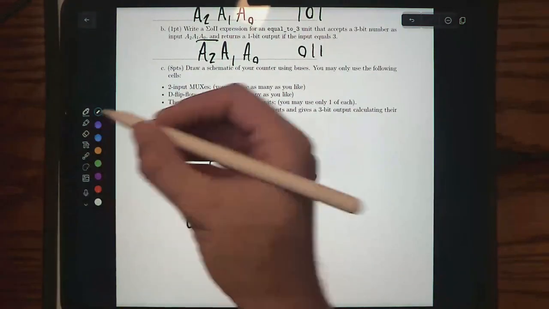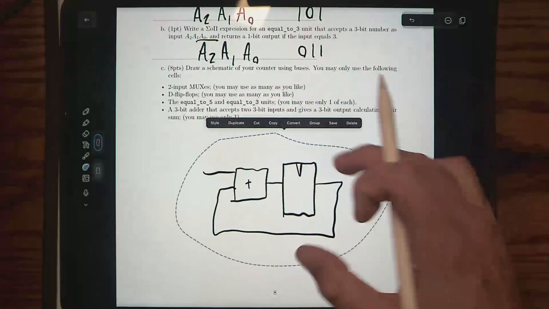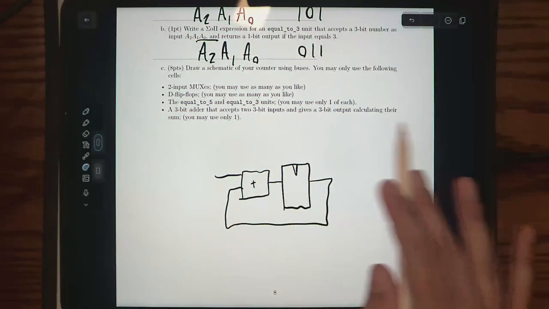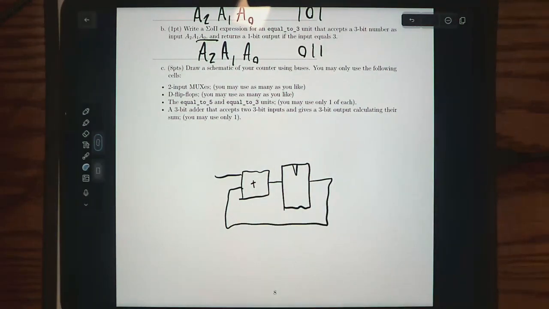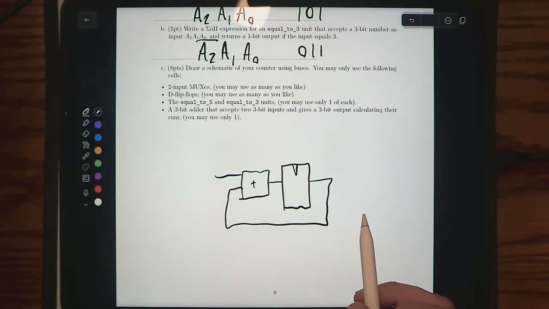Okay, so how do we make it stop at 5? Let's just take one step at a time. So how do we make it stop now at 5? Yes? You could connect the mux to the output, with 5 as one of the inputs, one of the outputs is one of the inputs, and then the selector bit is the equals to 5.